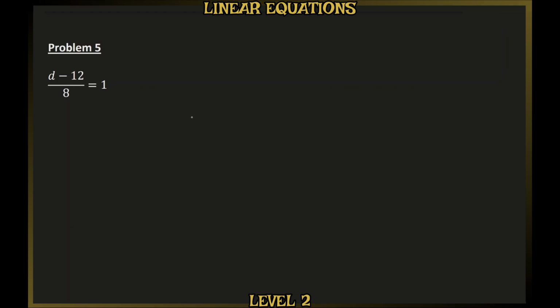In problem 5, we're solving the equation d minus 12 all over 8 is equal to 1. Now on the left hand side, the first thing that we need to remove is the divide by 8, because this is dividing all of d minus 12. So we use the inverse of divide by 8, which is times by 8, and we do the same on the right hand side. Now the divide by 8 and the times by 8 on the left cancel out and leave us with d minus 12, and on the right 1 times 8 is 8.